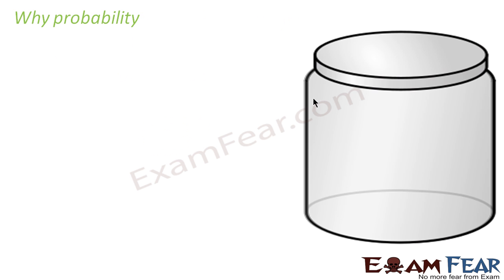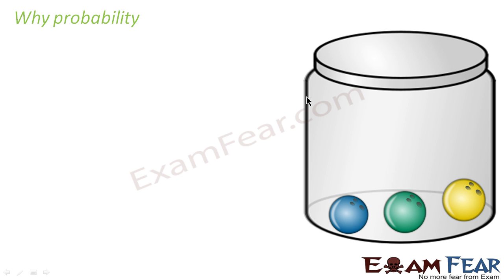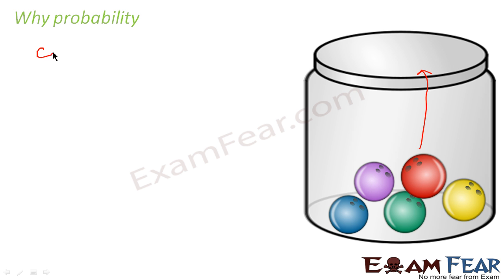One more example I'll give you in real life. For example, these are balls in this jar. There are 5 balls in this jar, and this jar is closed. You can't see what is in it, and you want to take out one ball from it. I want to know the chance or the percentage that the ball is a red ball or a blue ball.